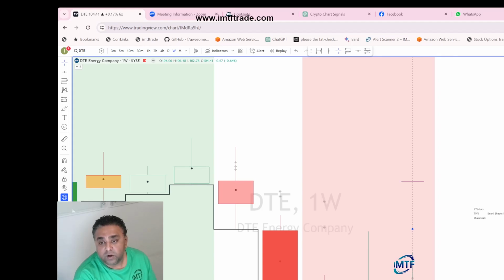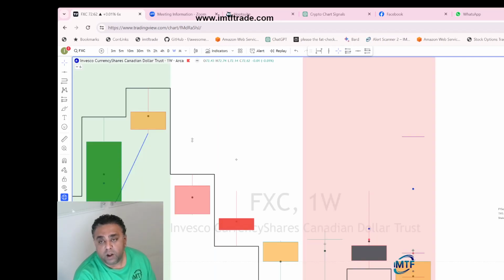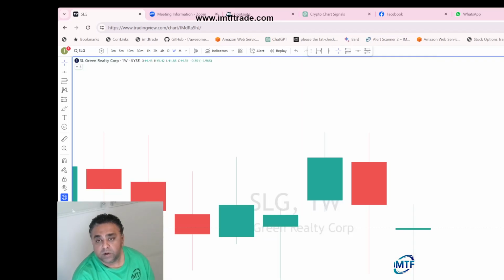Over here, this was a loss. It never got to that line right there. So with money management, out of all these losing trades here, all of them would have been a break even except for that one DTE. This is also break even right there.